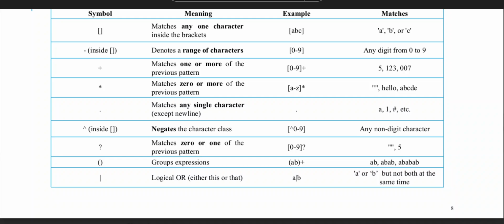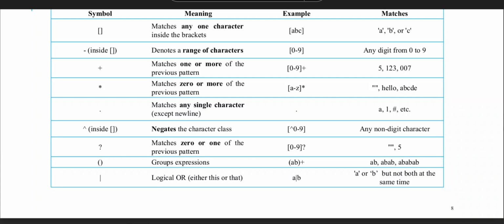Then we have a dot. The dot is like a wildcard. It matches any single character except for a new line. So dot can match A, 1, or hash, anything really. Very powerful, but be careful with it because it can match too much sometimes.